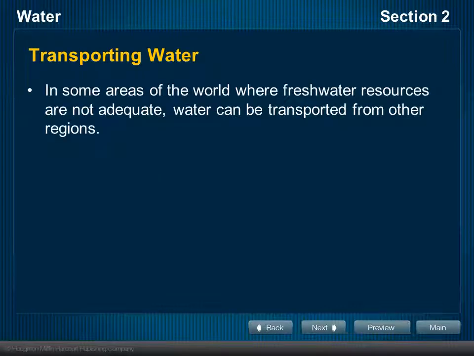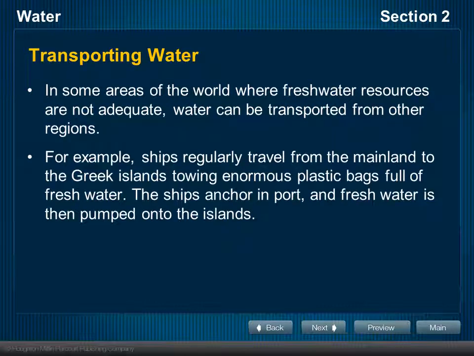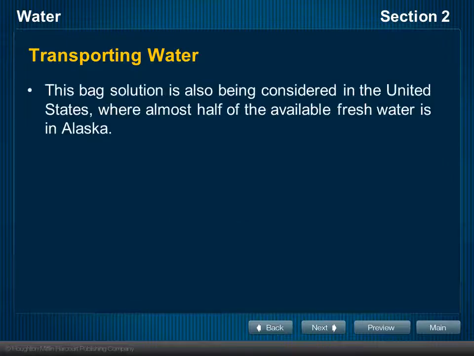In terms of transporting, water can be transported from one region to another. Ships regularly travel from the mainland to the Greek islands, towing enormous plastic bags full of fresh water. Ships anchor in port, fresh water is pumped onto the islands. So that's one example of where we're doing that. You have people who want to live on the island, that's a need, has to do with people's culture and lifestyle. We've thought about the bags in the United States.